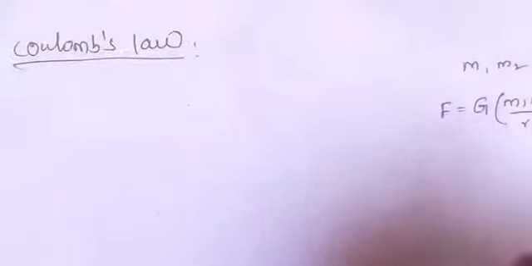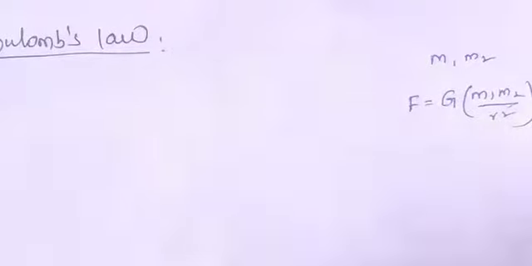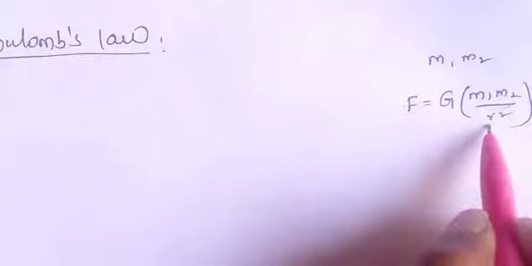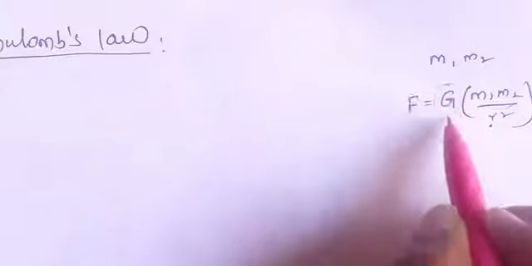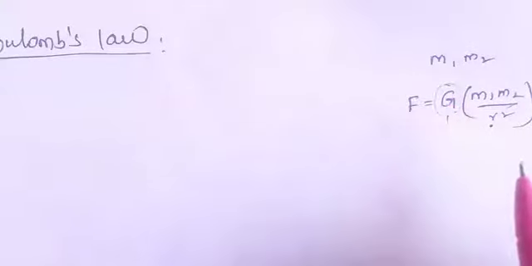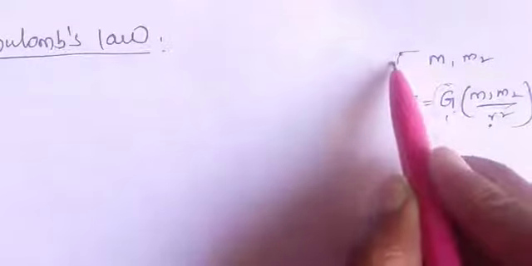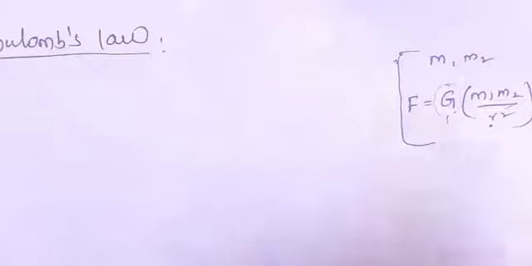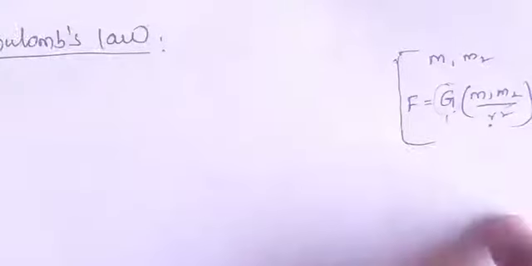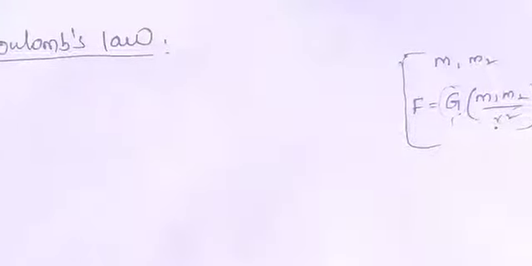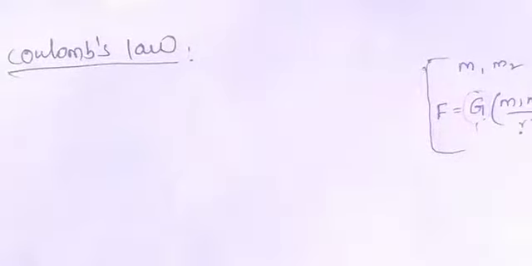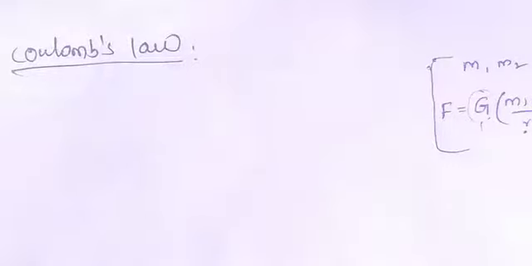square. So the force depends on the distance between the two objects and the masses of the objects, and here we have a constant, the gravitational constant. We already studied this one, and it was explained by Newton. Now, in the same way, in electrostatics, Coulomb explains the force of interaction between two charges.